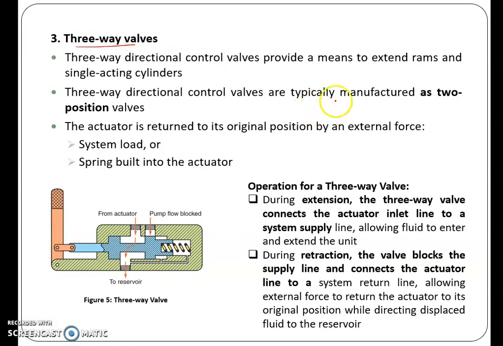Okay, three-way valve is used to extend the actuator and is used for the single acting cylinder. The operation for the three-way valve: during the extension, the three-way valve connects the actuator inlet line to the system supply. So bila dia connect from the pump flow dengan actuator, dia akan extend. Untuk retract, dia akan guna external force.